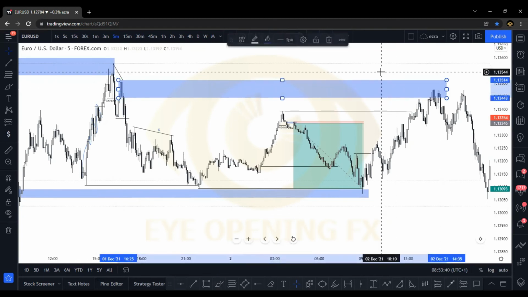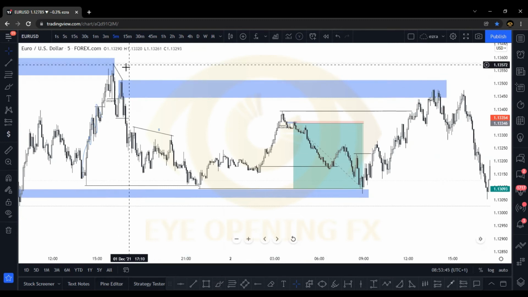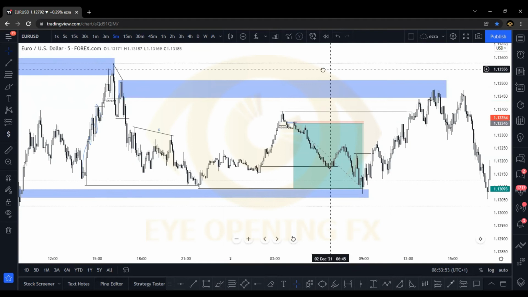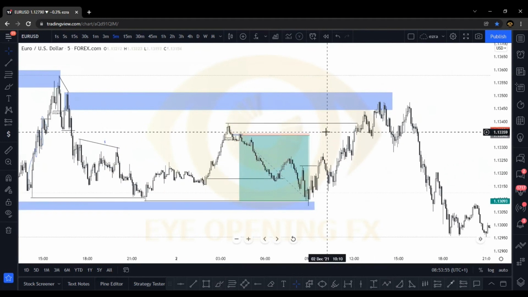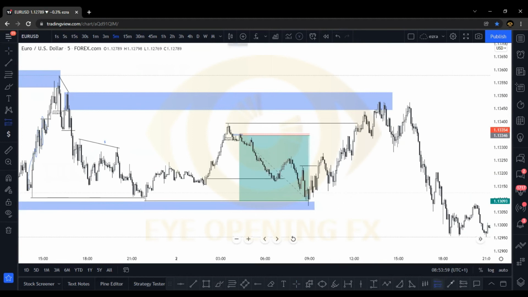A shift of structure means when market failed to make a higher high, it shifts from creating a higher high, it creates what? A lower high. That's what we call what? A shift of what? Structure. Now, since that is your nearest zone, and we have what we call intent around this area also.